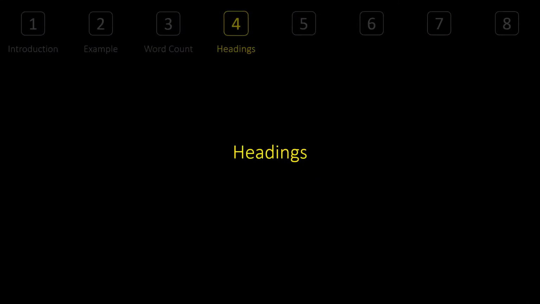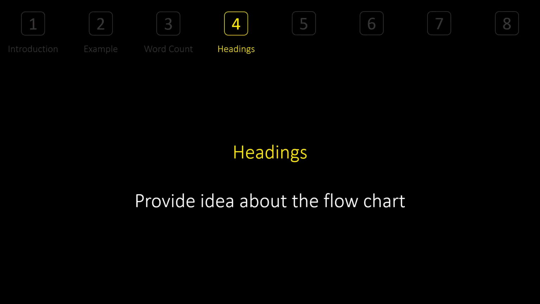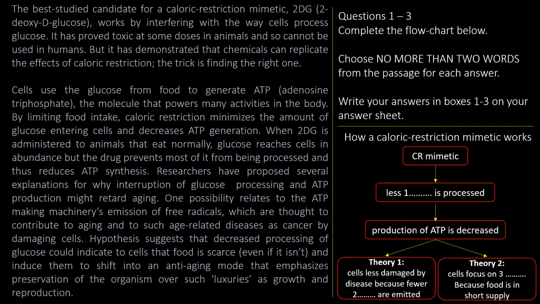The next one is headings. What is the meaning of headings and why do we need to understand what headings are? Headings can also be called titles, right? They provide information about the flowchart. So the heading or the title of the flowchart gives information about the flowchart, and with information comes the answer. Let me show you here. What do I mean by headings? You see here, how a caloric restriction mimetic works. What do you think this is?